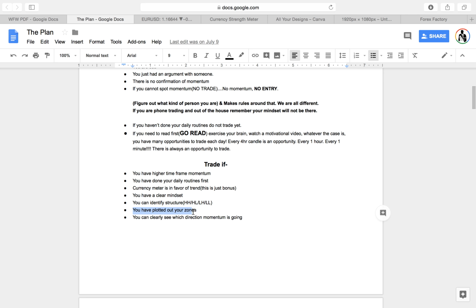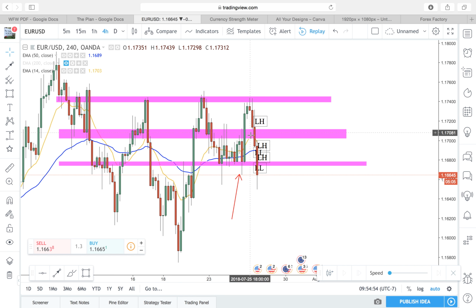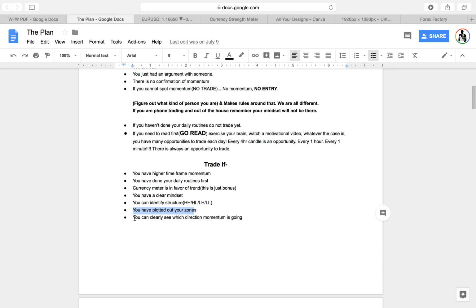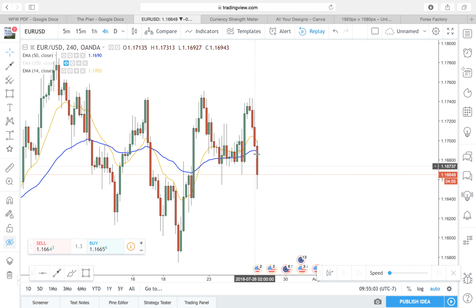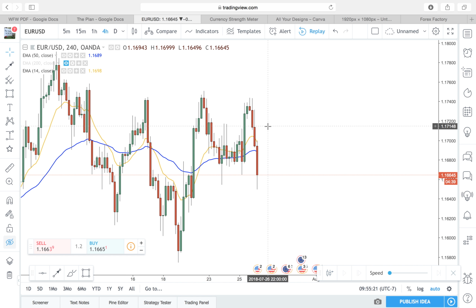You plotted out your zones. Were we able to plot out our zones? Yes, right? Our zones are plotted out. We broke structure, and now we're in between zones. And you can clearly see which direction momentum is going. Just being able to look at this chart, we were able to clearly see, okay, we are going to continue going bearish. Look how strong it is. Why would we not continue to go bearish at this time? So just following your trading plans, however your guys' trading plans are set up, but this is pretty much a very simple textbook trade following higher time frame momentum.